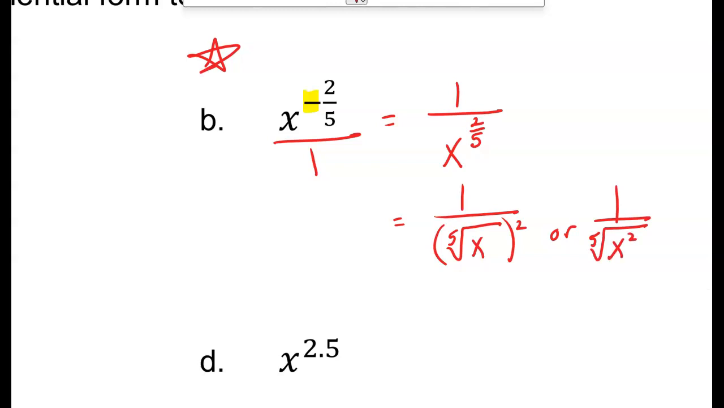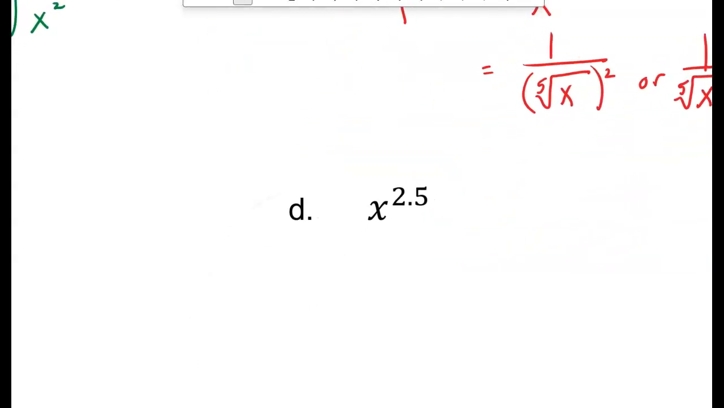Do I care which one? If you don't like parentheses, which one should you use? The right one. If you don't mind parentheses, the left one. I kind of like the one on the right because there's no parentheses. Would you agree? Okay. Let's look at another one.